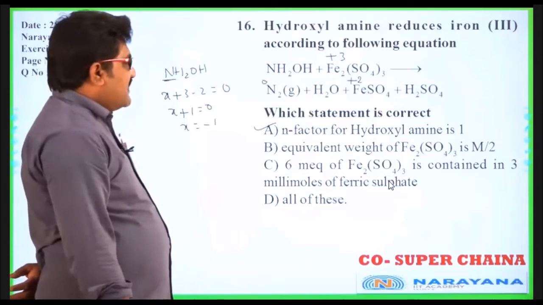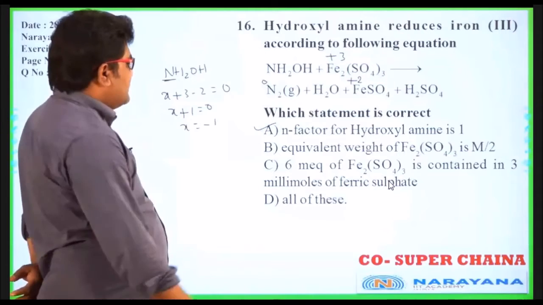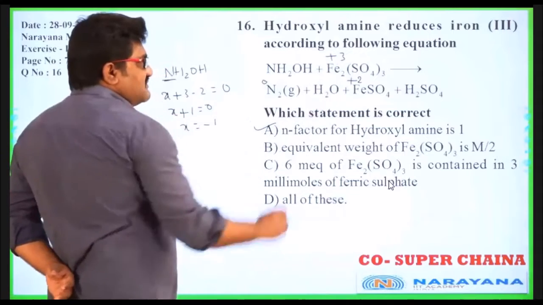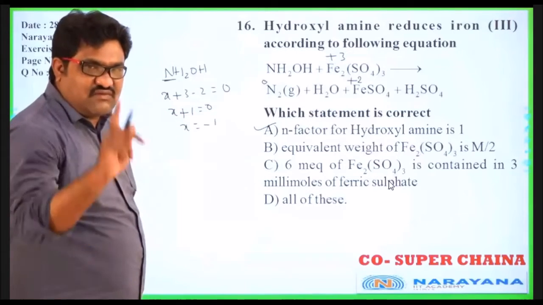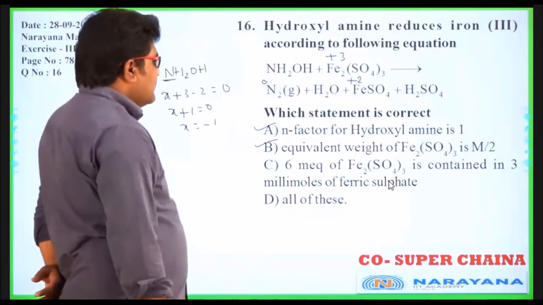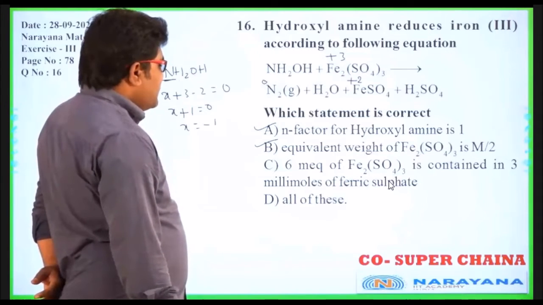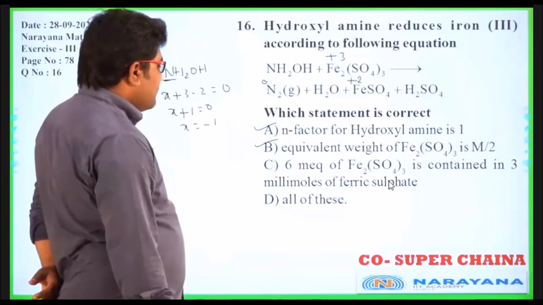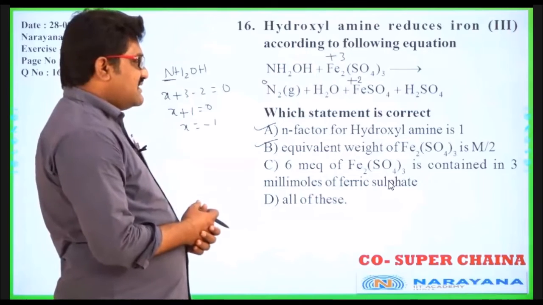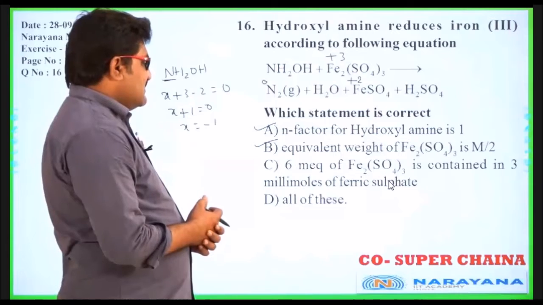And the equivalent weight of Fe2SO4 taken thrice is, yes, see here, plus 3 to plus 2, totally 2 moles, 2 iron atoms, each iron atom change of oxidation number is 1 unit. Okay, so it is also correct. Now 6 milliequivalents of Fe2SO4 is contained in 3 millimoles of ferric sulfate.